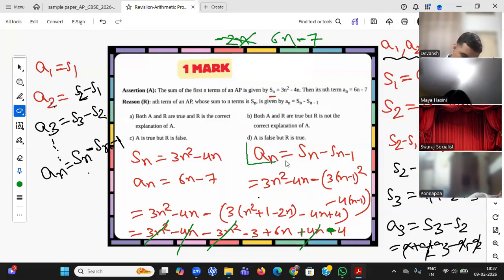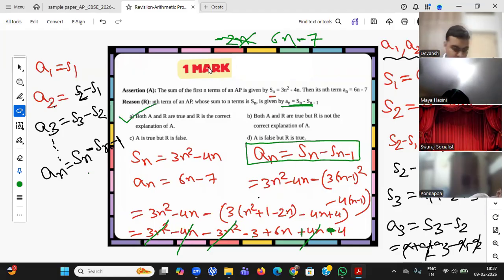Okay. So please use this formula in your bucket for formulas list. An equals Sn minus Sn minus 1. The nth term of an AP. So he has given the assertion here also, right? Definitely, that's the formula. Option A is the right answer.